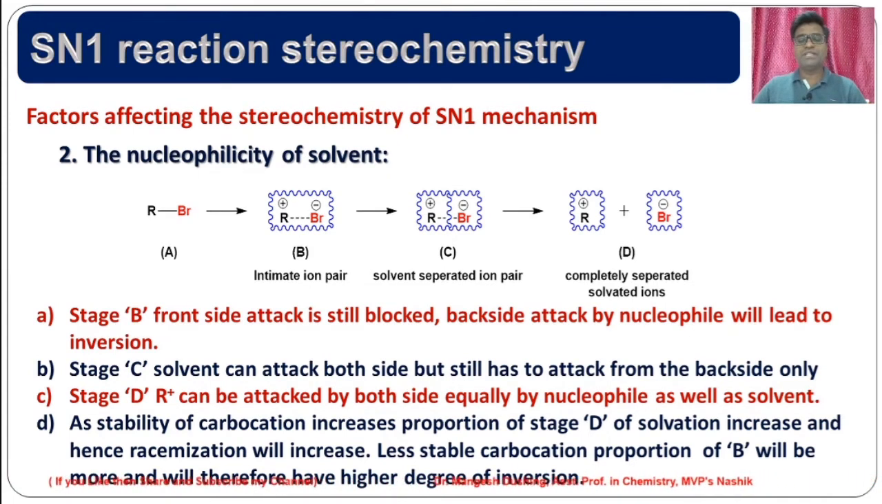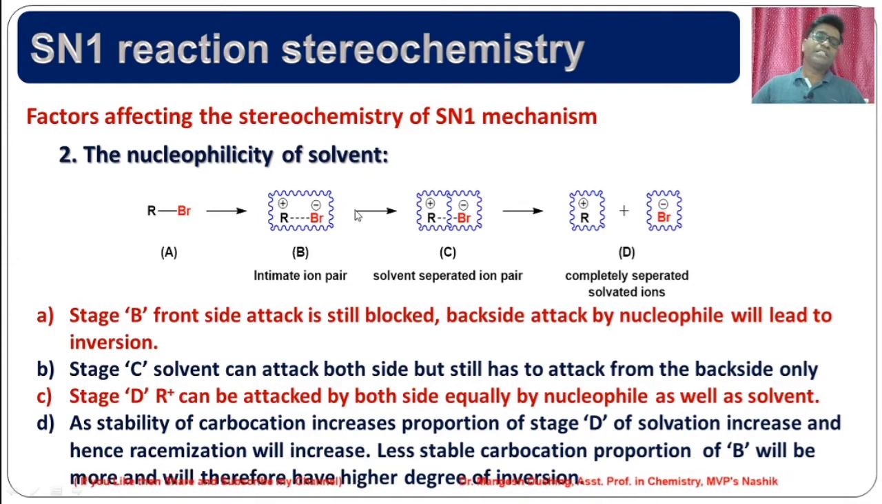If less stable carbocation proportion, then they form the intimate ion pairs. The leaving group is not going away from this R, so there will be a higher degree of inversion. That's why carbocation stability is very important. If the carbocation is very stable, it immediately forms completely separated and solvated ions.